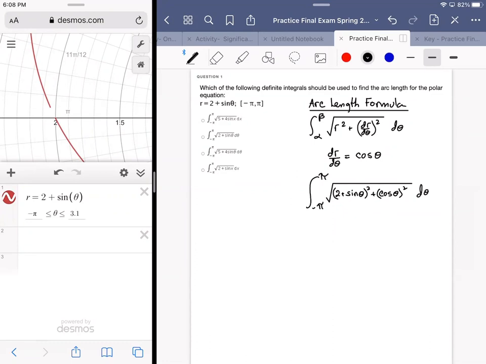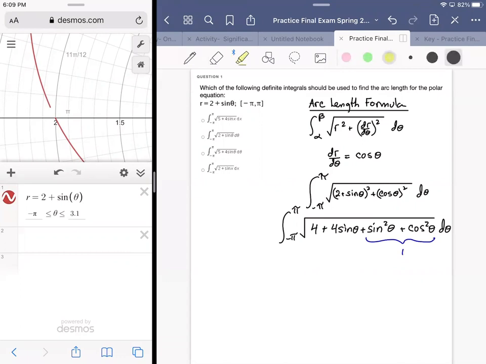All right. I don't see this as one of the choices, so let me distribute it out. So 4 plus 4 sine theta plus sine squared theta. I'm just double distributing the 2 plus sine theta, plus cosine squared theta, all under that big juicy radical d theta with the appropriate bounds, negative pi to pi. Sine squared plus cosine squared is the same as 1. The 1 plus the 4 will give you a 5.